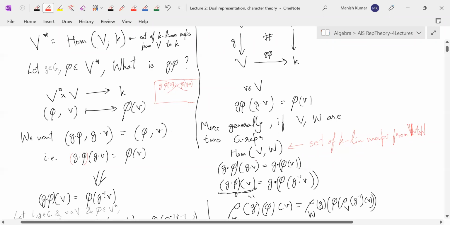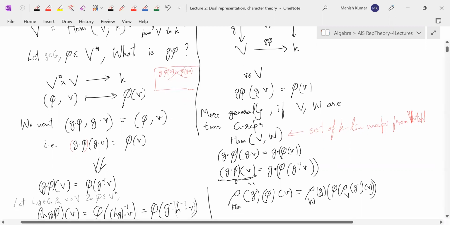So I hope you have seen this Hom, and in fact maybe in the afternoon session we will show that this is isomorphic to V dual tensor W. And hence, for tensor product we know that dimension multiplies. So it will be clear that this dimension is the dimension of V times the dimension of W.